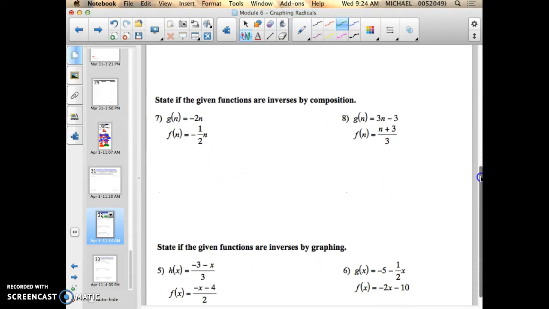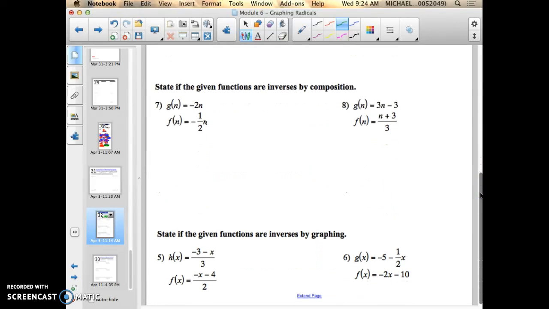So I'm going to go down to the middle piece here. State if two functions are inverses by composition. So I'm going to go over number 8, and then I'm going to have you try number 7 on your own. And so if I was going to compose one into the other, composition means, again, I have g of n and f of n, all right?